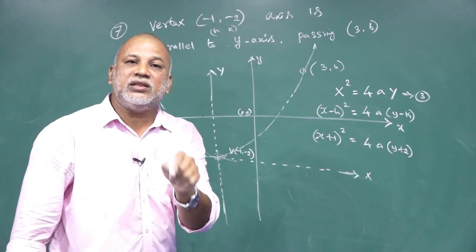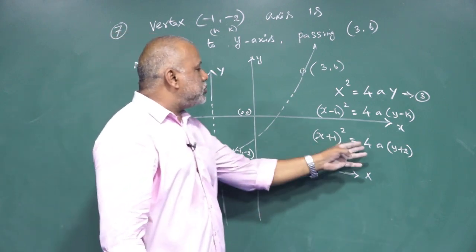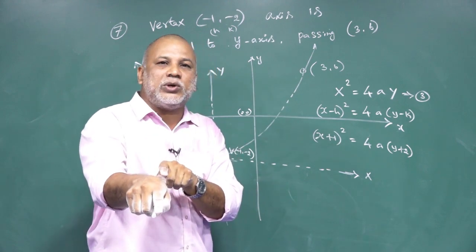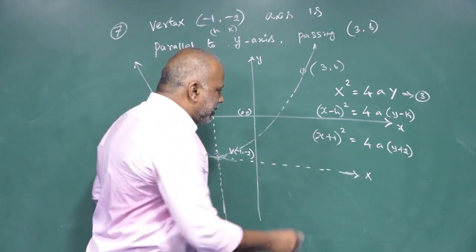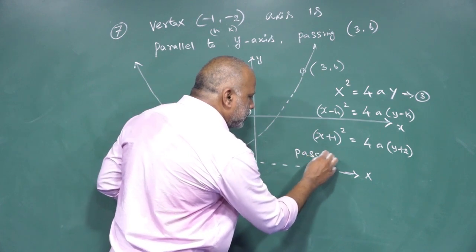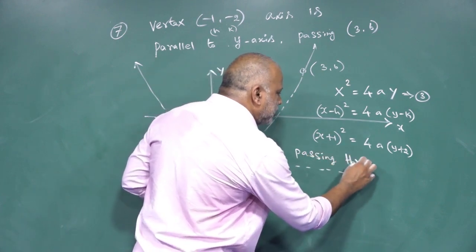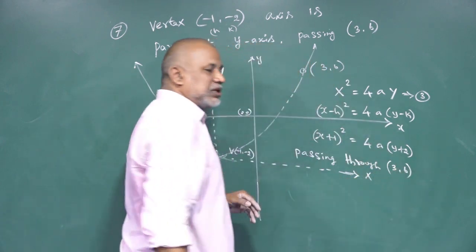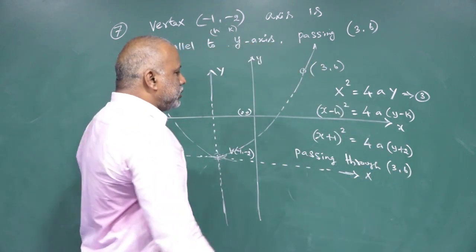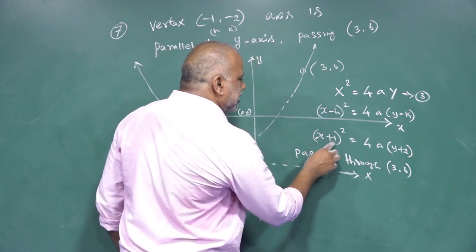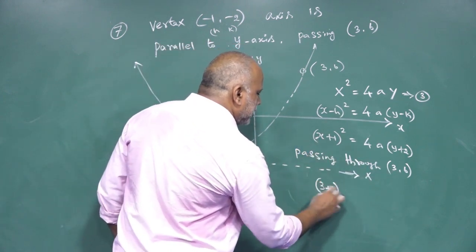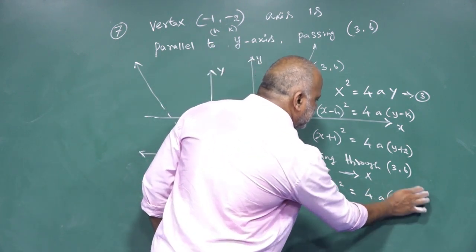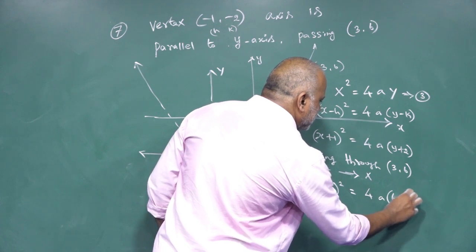Now we want to find the value of a. What is the procedure? If any equation passes through a particular point, we can substitute. So this parabola passes through which point? (3, 6). So x is replaced by 3 plus 1 the whole squared, then 4a where a is unknown, and y is replaced by 6 plus 2.